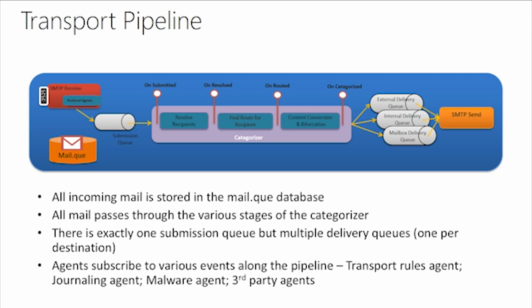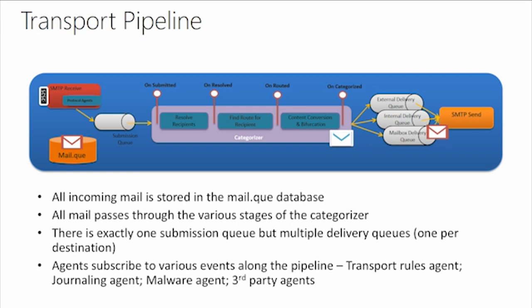If we look at this animation of this message, it comes into the mail queue, and a marker is placed in the submission queue, and it basically then deals with this message through the categorizer. It resolves the message, it finds a route for that message, and then it does the content conversion. You may have rules to say, I don't want to receive any HTML mail, so it converts it to plain text, or it converts it to rich text, or converts rich text to plain text. And then it bifurcates the message. That's a fancy name for splitting the message into multiple messages if it is destined to multiple recipients. Once that is done, the message is placed into the delivery queue for local deliveries, or the internal delivery queue for other messages, and it's sent out to the internet.